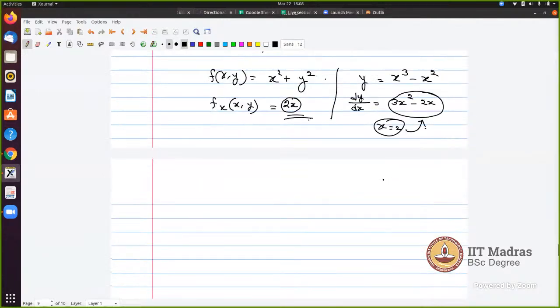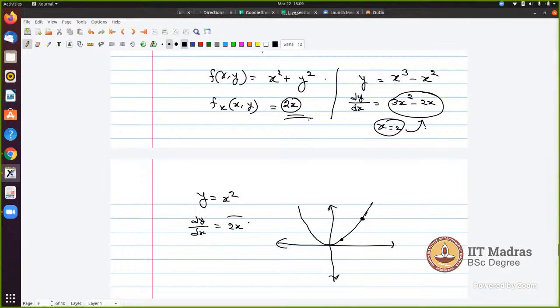Suppose, forget all this, just take y equal to x square. This is a parabola, right? The rate of change at this point and the rate of change at that point are different here. Here the rate grows. So y equal to x square means dy by dx is 2x, so the rate of change is linear.